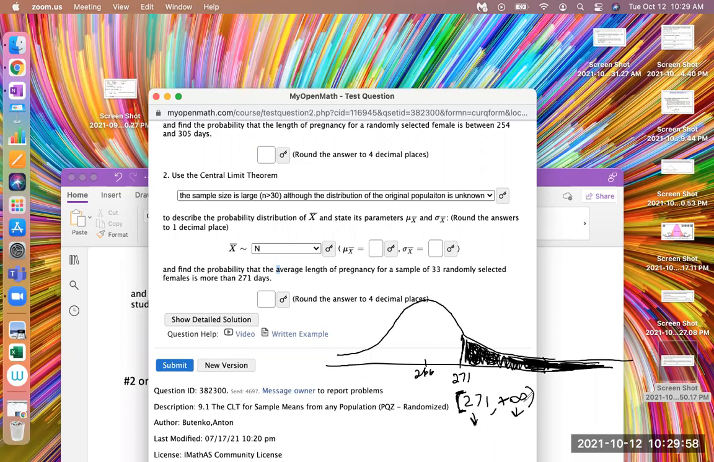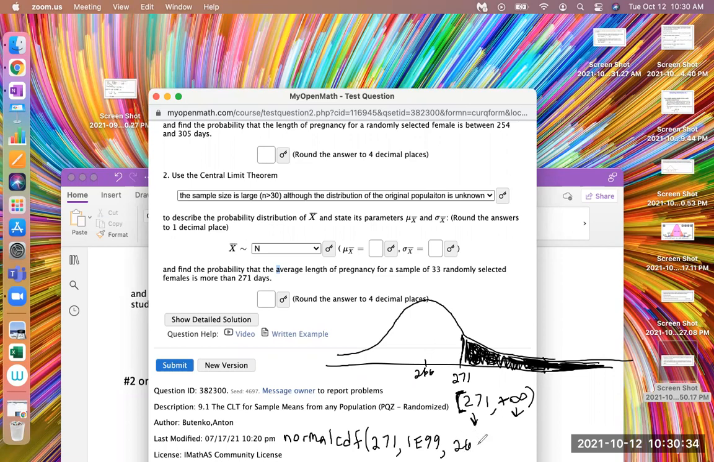But of course, the TI-84 calculator would not understand positive infinity. So you would have to put normal CDF, because this is normally distributed, thanks to the central limit theorem. Your lower bound is 271. The upper bound, I'm going to put positive 1 E to the 99, because it's positive infinity. Then I'm going to put in the mean, which is 266.